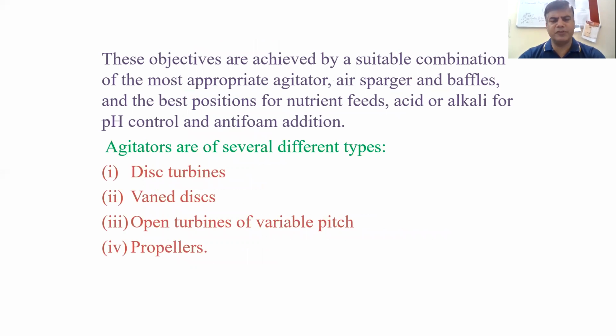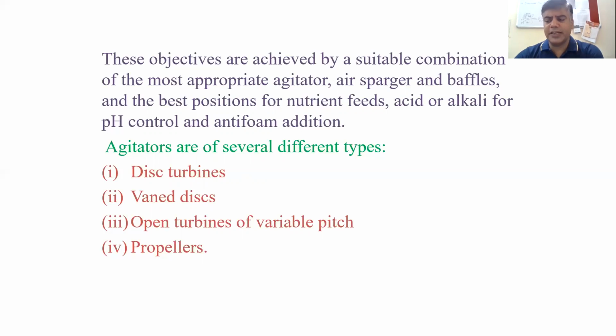These objectives are achieved by a suitable combination of the most appropriate agitators, air disperser, and baffles, and the best position for nutrient feeds, acids, air, alkali, pH control, or antifoam additions. Agitators are of several different types. Disk turbines are there, vent disks are there, open turbines of variable pitch are there, propellers are there. So different types of agitators are available in the market, and you can use these agitators.